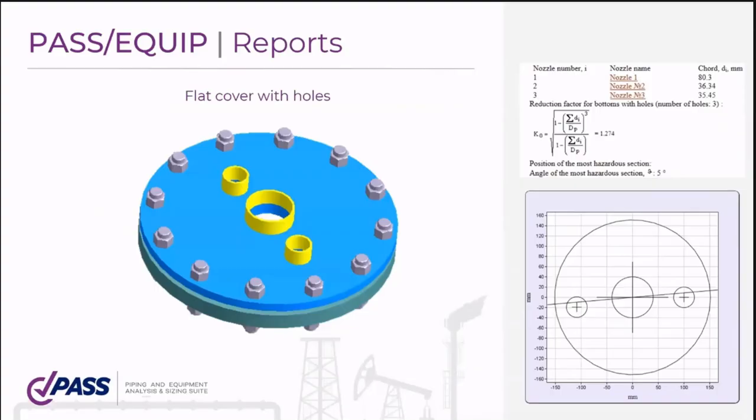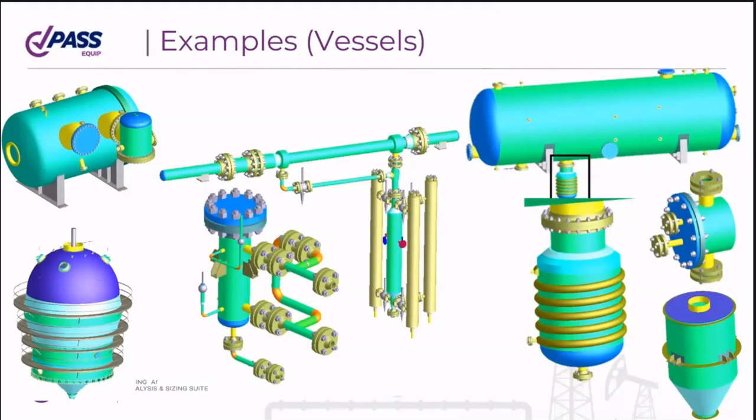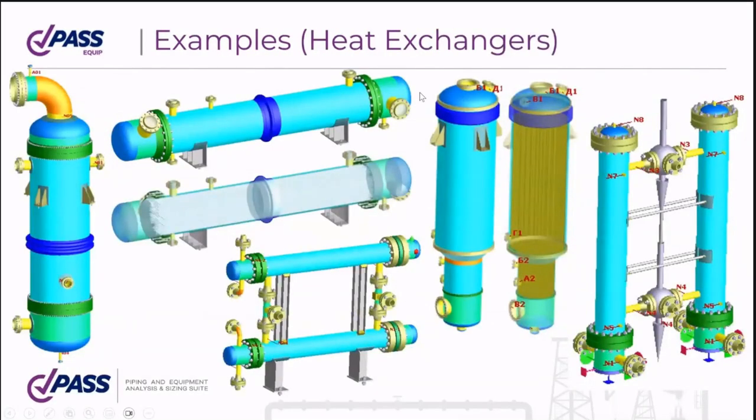Another example of reports. This is for flat cover with some diagrams, equations, and some examples of real models from our customers. This is complex models of pressure vessels. And this is some models of heat exchangers, including double heat exchanger connected with several links with additional loads.